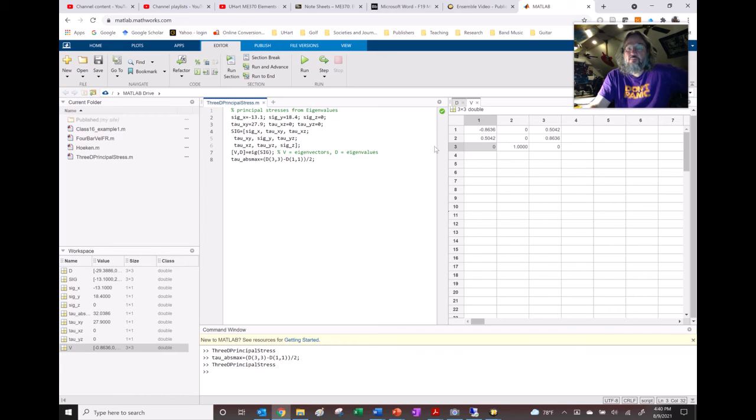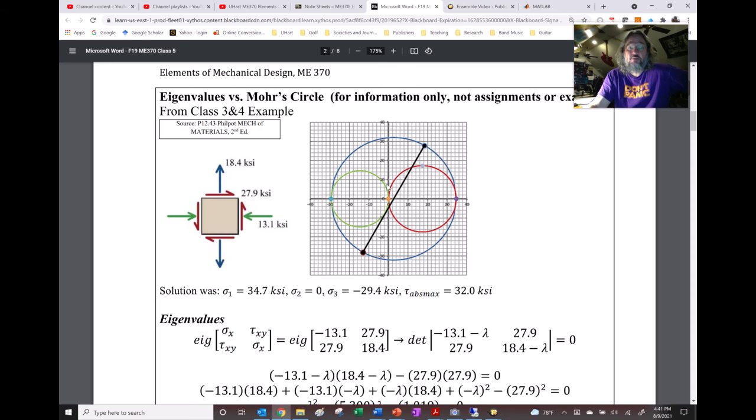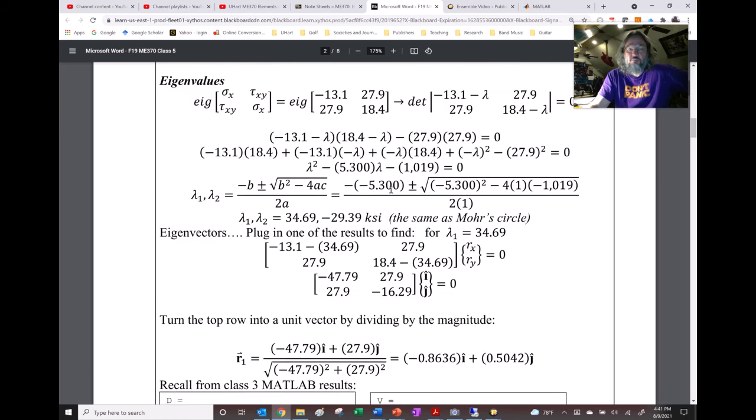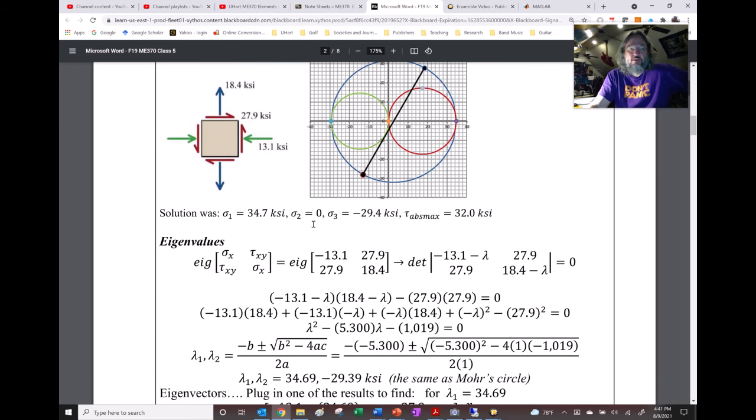and boom. And so here are the principal stresses: negative 29.39 and 34.7. Let's see, is that what I got? I'll skip to the bottom. Let's see if we got that. Well, actually, we should have said that right here: 34.7, negative 29.3, and a 32.